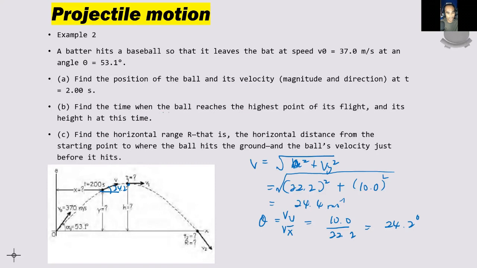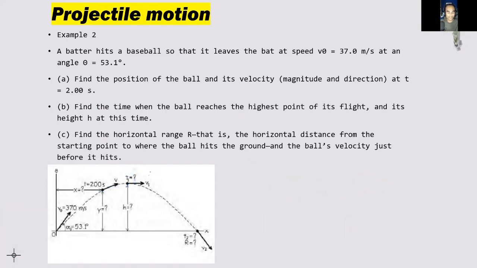So B, find the time the ball reaches the highest point of its flight and its height at this time. So here, what is the height? At this highest point, Vy equals 0. It doesn't have any velocity in y. So Vy equals Uy minus gt equals 0.